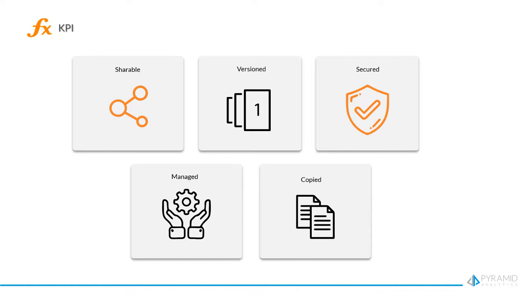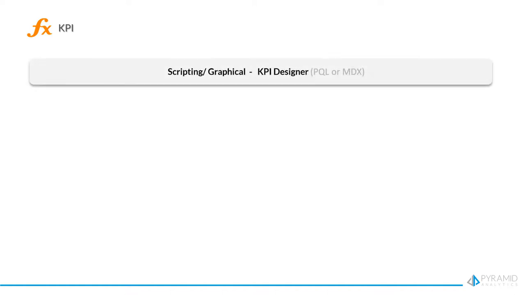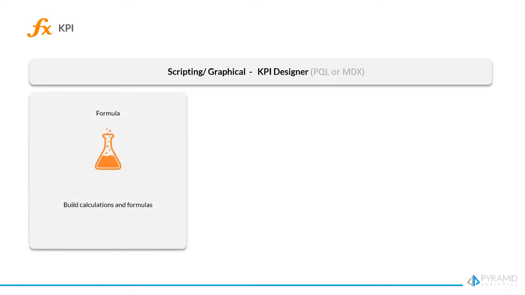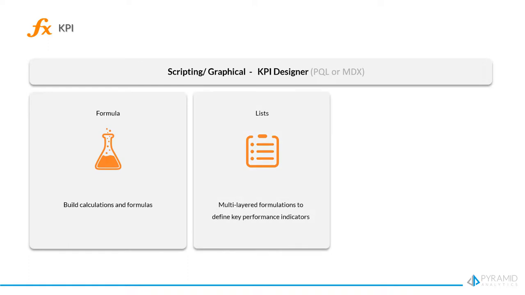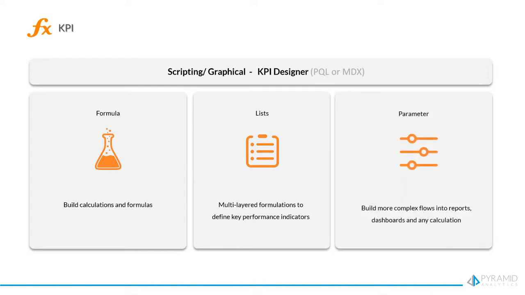In this video, we'll focus on the KPI Designer, which offers both a graphical and scripting interface for building key performance indicators using the Prequel or MDX languages. Other videos will focus on the other Formulate tools, including Formula, which offers a mechanism to build calculations and formulas, Lists, which offers a mechanism to build dynamic and logical ways of selecting elements from hierarchies, and Parameters, which allow designers to build more complex flows into reports, dashboards, and any other calculation.